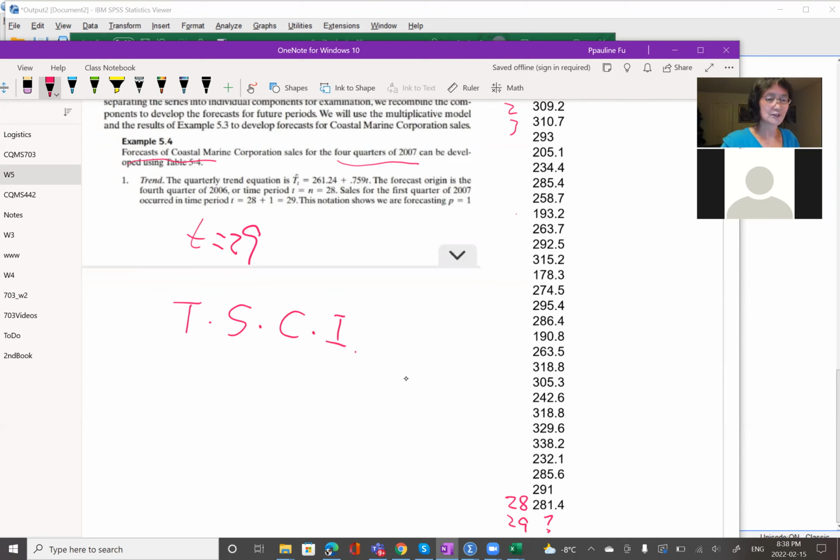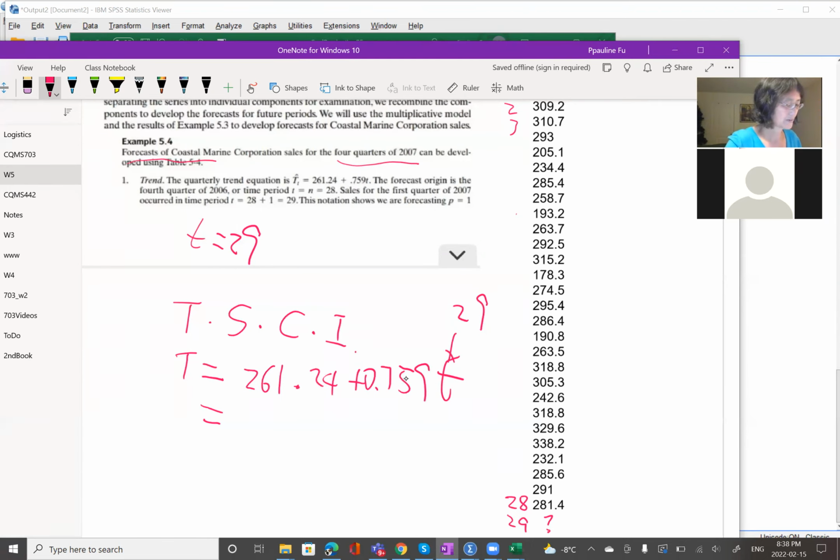Okay, so the first component T is the trend. The textbook equation shows it is 261.24 plus 0.759 T. So you plug T equal to 29, and you get the T value. Okay, you get T value 283.